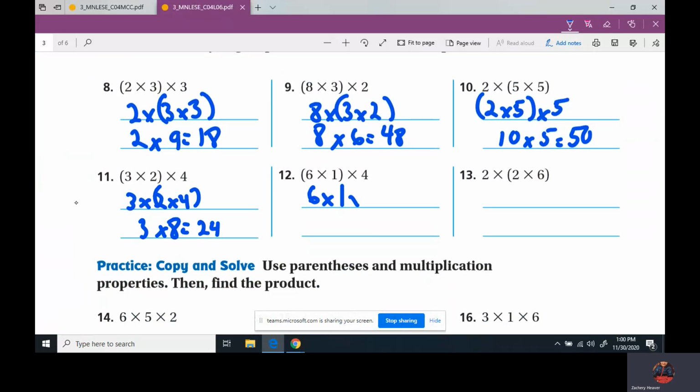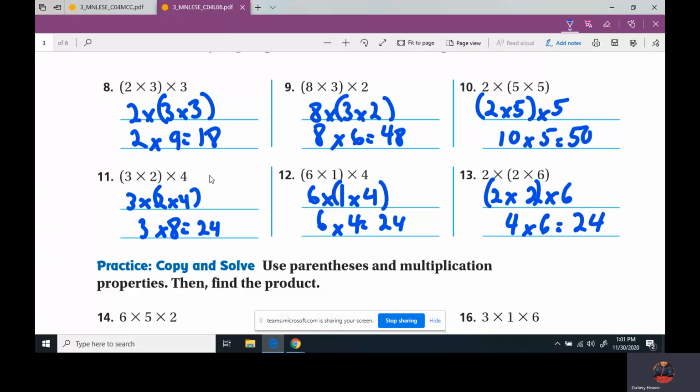6 times 1 times 4. They have 6 and 1 grouped. I'm going to group 1 and 4. 1 times 4 is 4. So 6 times 4 is 24. They have 2 and 6 grouped. I'm going to rewrite the problem and put 2 and 2 in a group. 2 times 2 is 4 times 6. 6 times 4 and 4 times 6, commutative property. Those are the same.